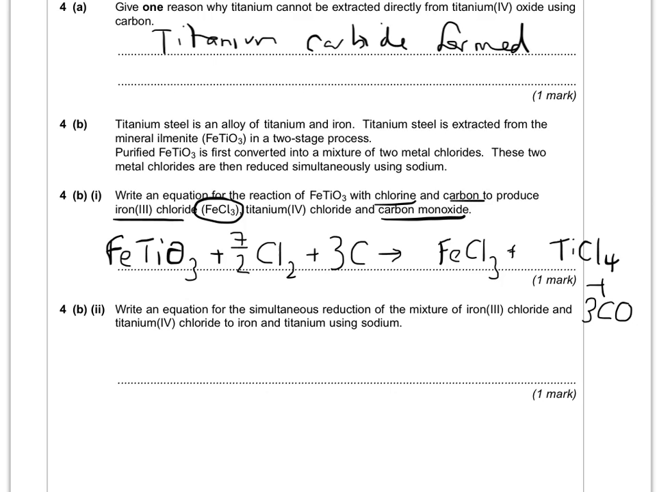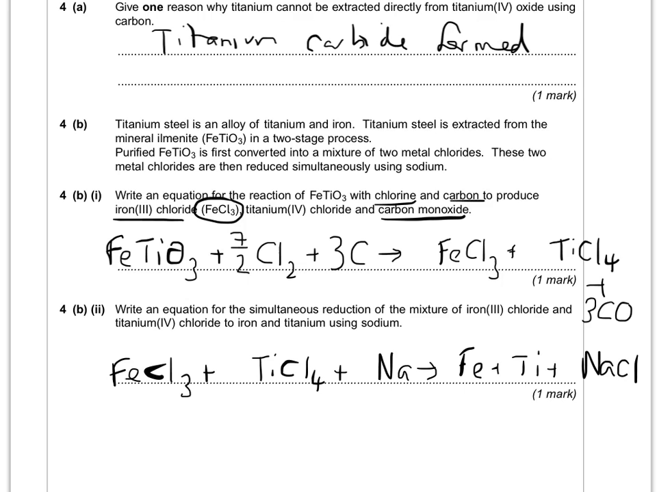Then it says write an equation for the simultaneous reduction of the mixture of iron(III) chloride and titanium(IV) chloride to form iron and titanium. So you've got iron(III) chloride from before, you should know titanium(IV) chloride. That's reacting with sodium, and that makes iron, titanium, and sodium chloride, which is NaCl. You need 7 Na to get rid of those 7 Cl that are on this side to make 7 NaCl.